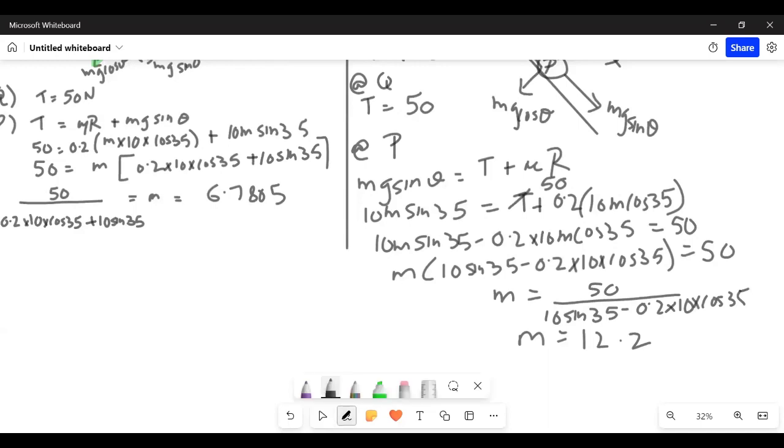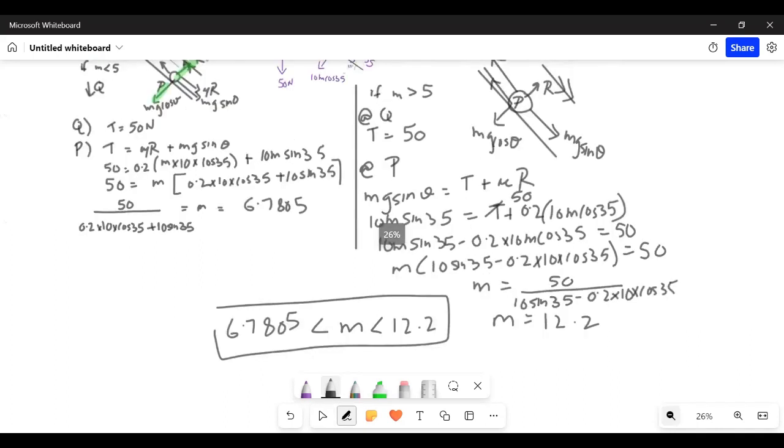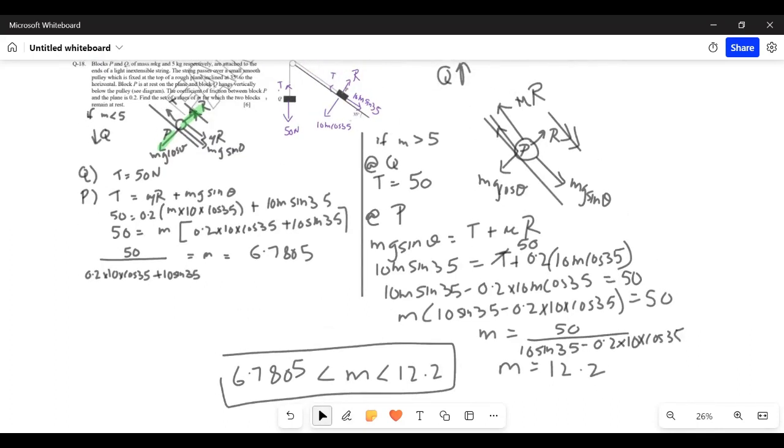So your final answer would be mass is between 12.2 and 6.7805. If your mass of P stays within this domain, then the object stays at rest. Since the object had to be kept at rest, we did forward force is equal to backward force. We did not do forward minus backward is equal to ma because acceleration is 0. Okay, moving on to the next question.